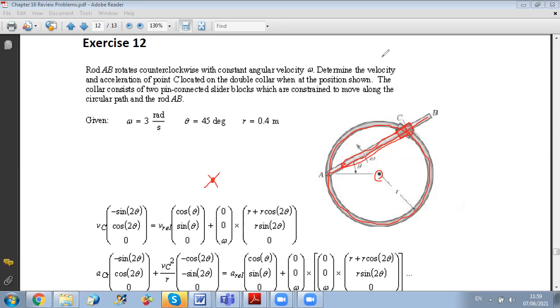Okay? What is my purpose here? My purpose is to determine the velocity and the acceleration of C, when it is at this position. Now, what is the information that I know? I know the motion of the rod. Omega of rod is given, and it's a constant, because I said that AB is rotating at a constant angular velocity omega. Since omega is constant, then alpha of rod is equal to 0.